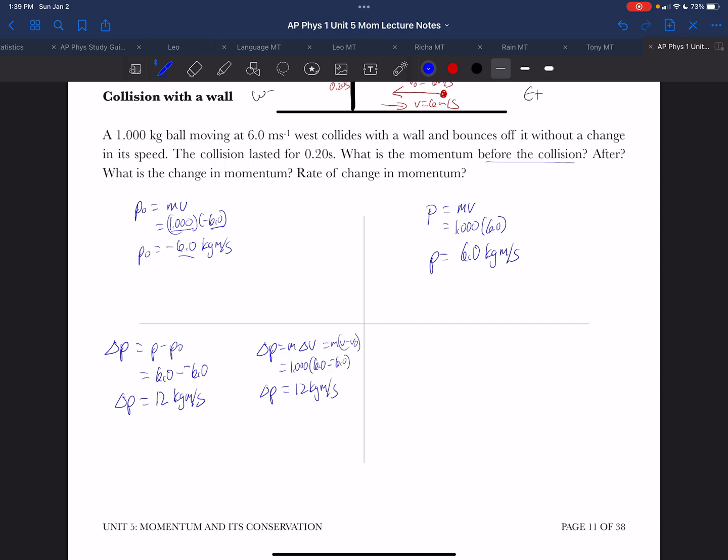Well, what about the rate of change of momentum? The rate of change of momentum is just that change divided by the time. And so we have a change of momentum of 12, and we're told it occurs in 0.20 seconds, which is 60 kilogram meters per second, which gives us kilogram meters per second squared.